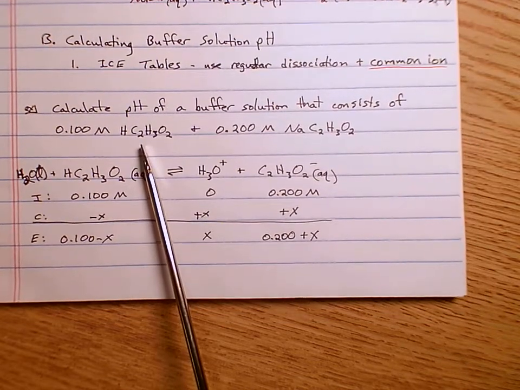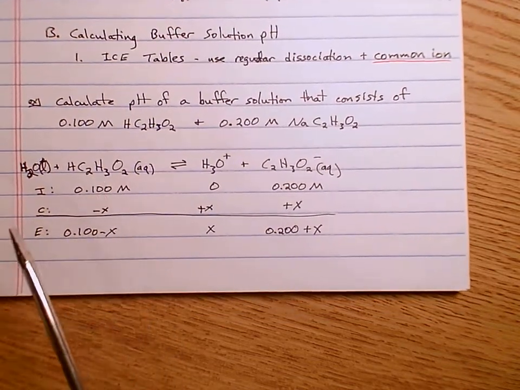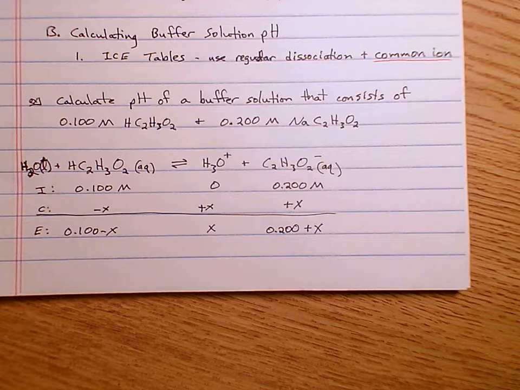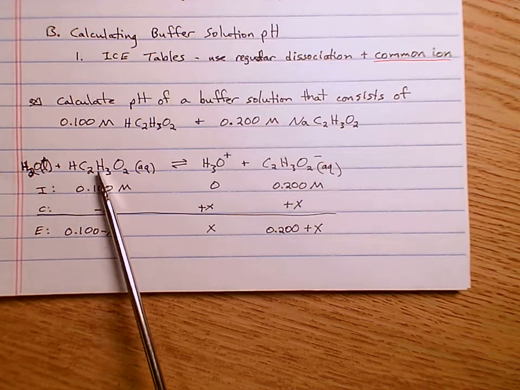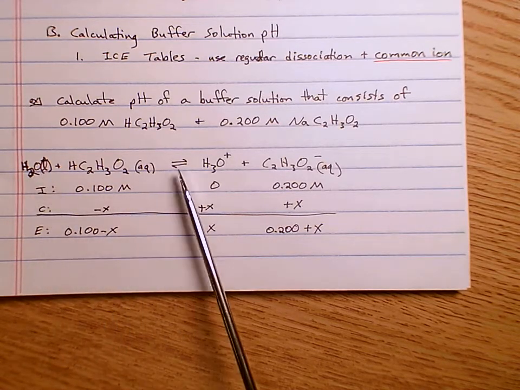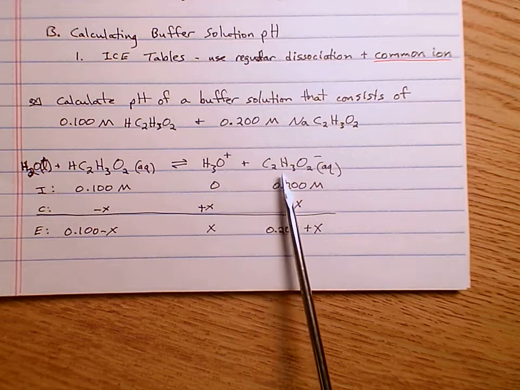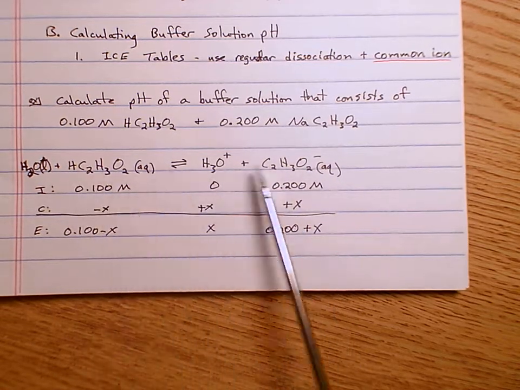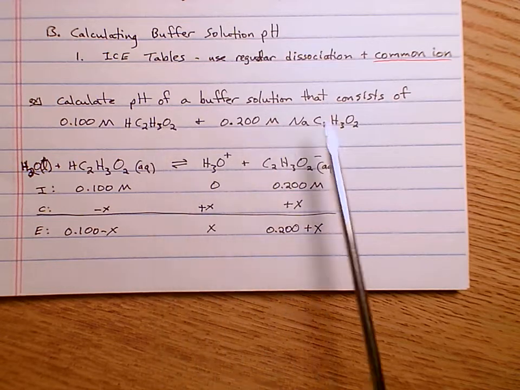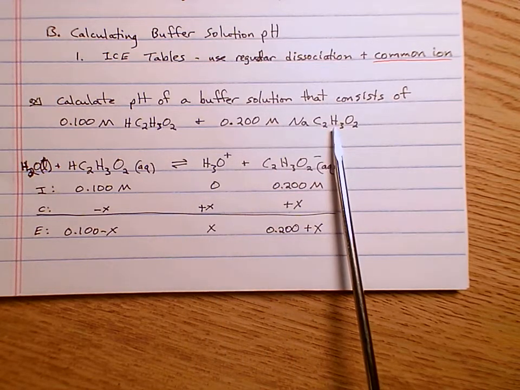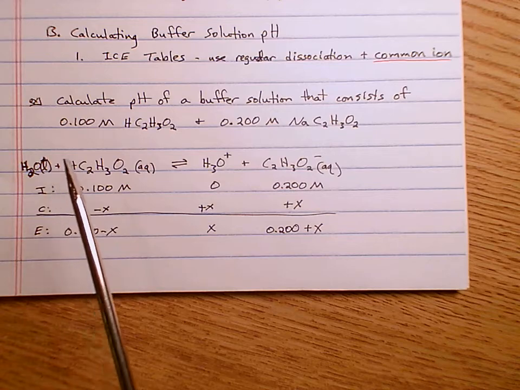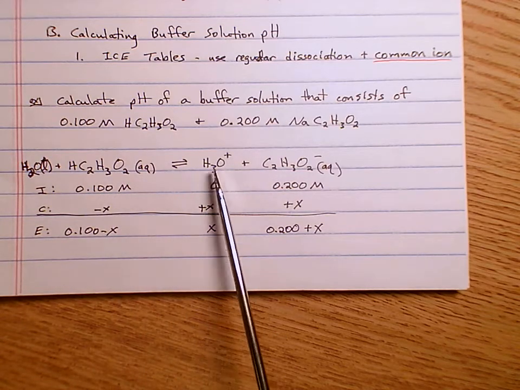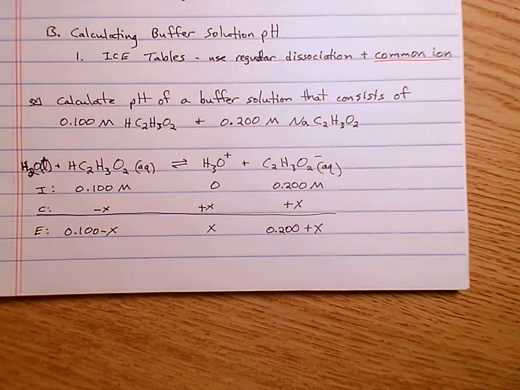All right, so now in order to have an ice table, we must have a reaction. Well, what reaction occurs whenever you have acetic acid? Acetic acid plus water is in equilibrium with H3O plus and acetate ion. You have to have a reaction that has the acid and its conjugate base in it, and the easiest reaction is just the dissociation of the acid into H plus and the conjugate base.